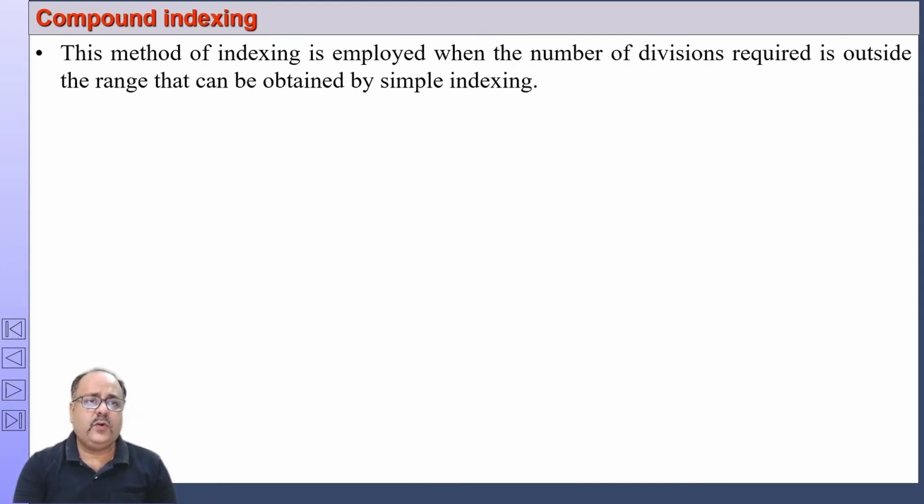So then we go for compound indexing. In compound indexing, what we do is that we move the crank according to the number of divisions required. Then we add or subtract certain divisions by rotating the crank and the plate in the same direction or in opposite direction. I repeat, in compound indexing, there is a compound movement of the index crank moving in a particular direction, and then we move the index crank and the plate both in the same direction or in opposite direction, depending on the amount we have to subtract or add. Okay, so that is called compound indexing.